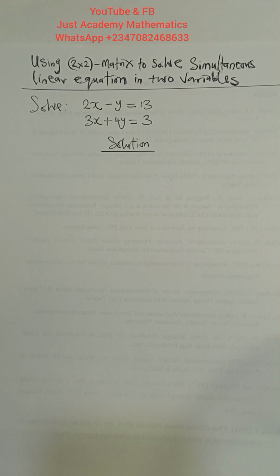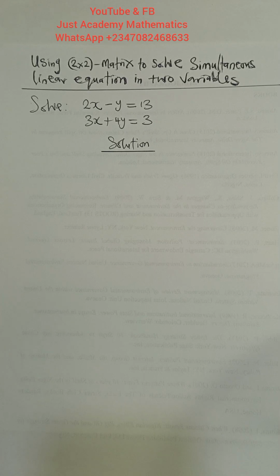So today I want to show you how to use a 2x2 matrix to solve a simultaneous linear equation in two variables. Now this is an example of a simultaneous equation. And you know that one of the fundamental ways of solving simultaneous equations is the elimination method and the substitution method. But there are other methods, and one of them I want to show you now is called the matrix method. We also have what we call Cramer's rule, which I'll be showing later. But for now, I want to show you how to use a matrix to answer this question.